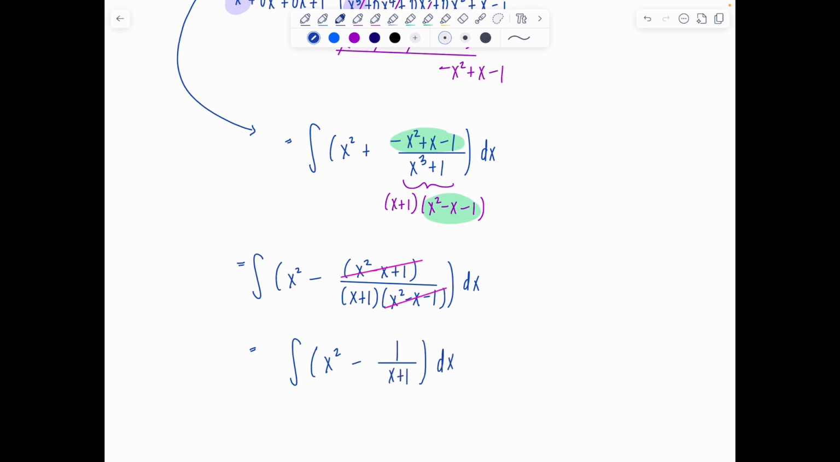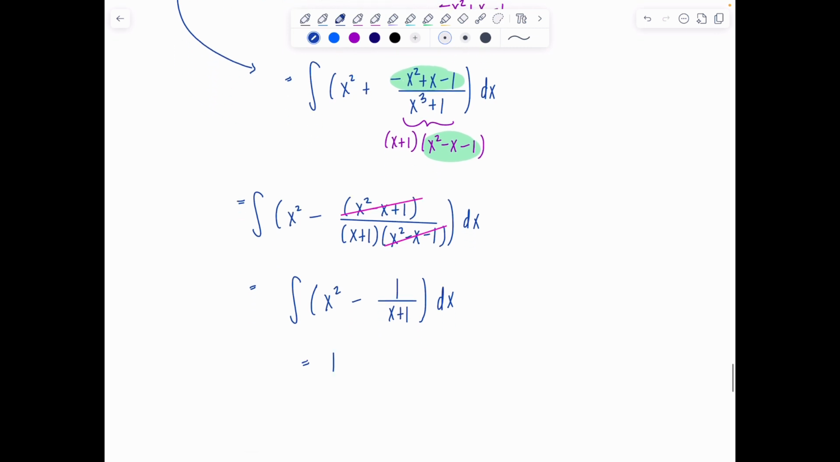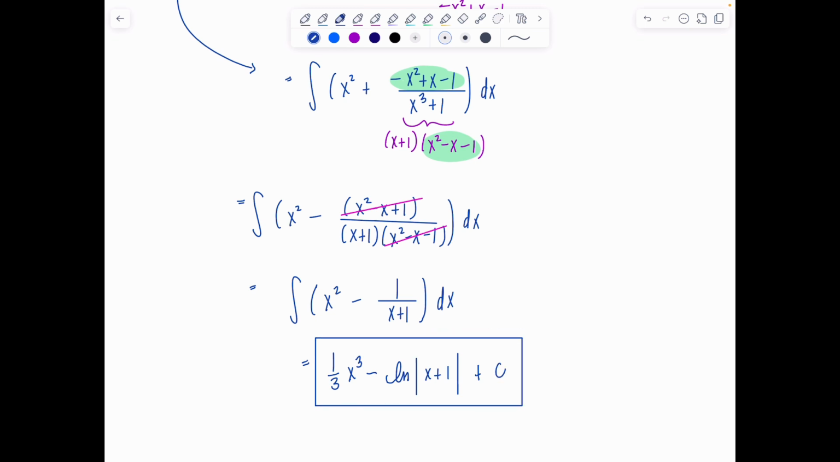Oh, how cute. Okay, the antiderivative of x squared is one third x cubed, minus ln absolute value of x plus 1, plus c. And we are done. Done, done, done. All right. So that's it. That was the 5th and final example.